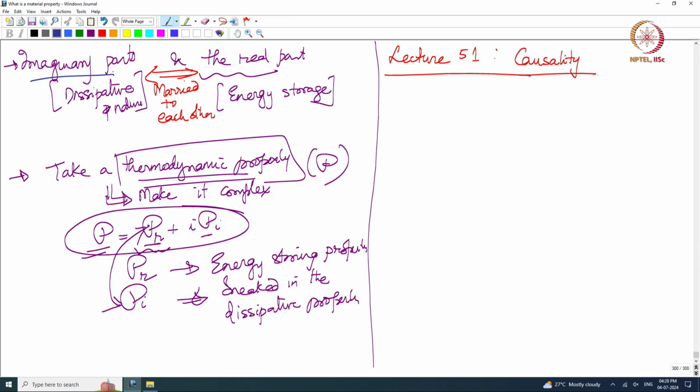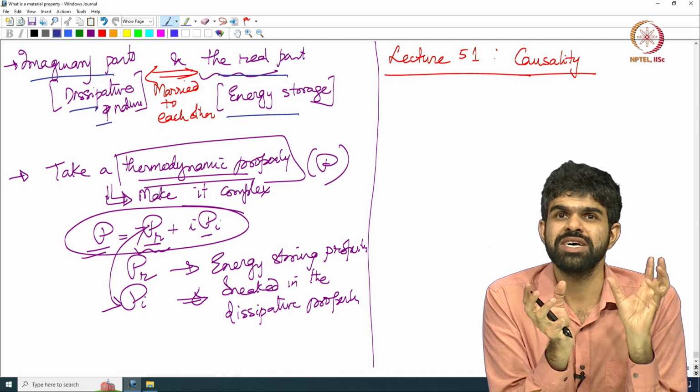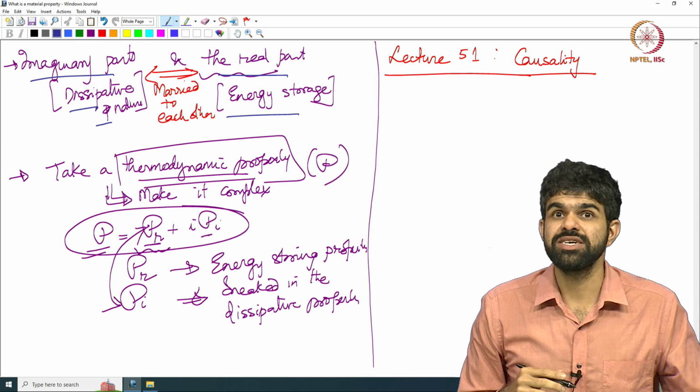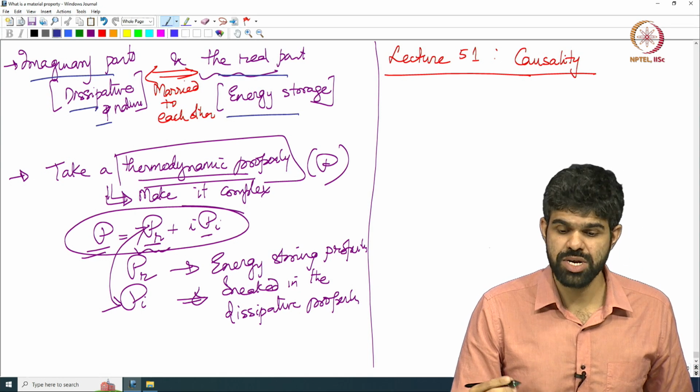So that's where we ended the last lecture. We said that the imaginary part of any thermodynamic property is the dissipative part, and the real part is the energy storage part, and I ended by saying they are actually married to each other. They know everything about each other, but through dynamics. The dissipative part has certain dynamics, the conservative part has certain dynamics, and these dynamics are related in the frequency space. We'll try to see how that is the case, but before that let us look at this.